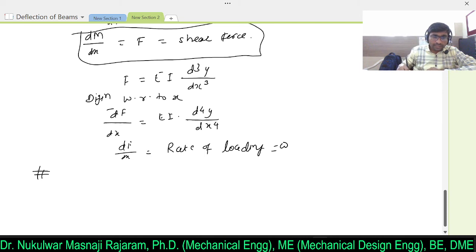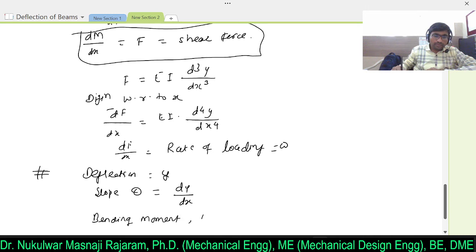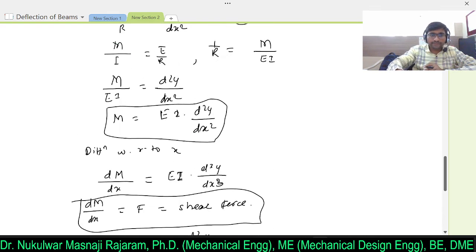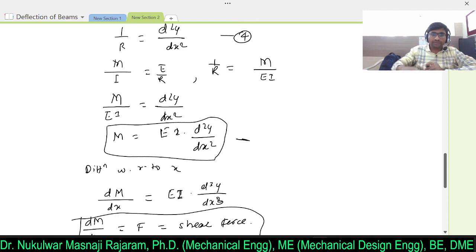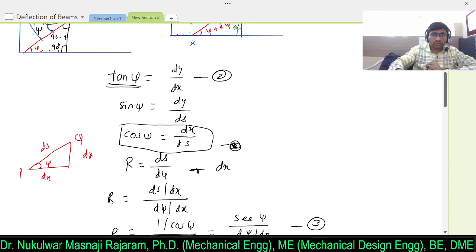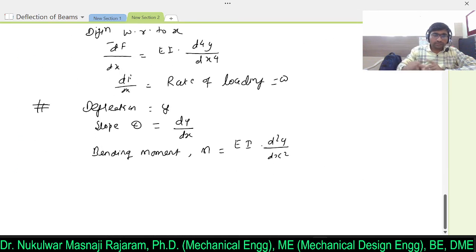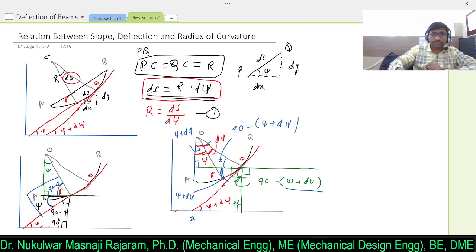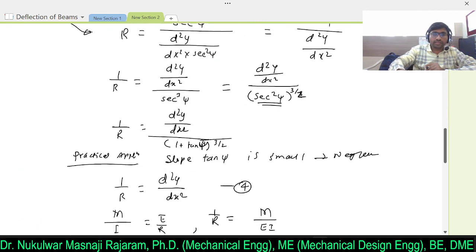Here I can write, if deflection is y, then slope theta will be equal to dy by dx. Clear? So next is bending moment M, that will be equal to, as we have derived, EI into d2y divided by dx square. Where is the slope? We can say dy by dx. We can take tan theta from the above triangle. Here in this triangle, tan theta equal to dy by dx, or that is equal to theta also.